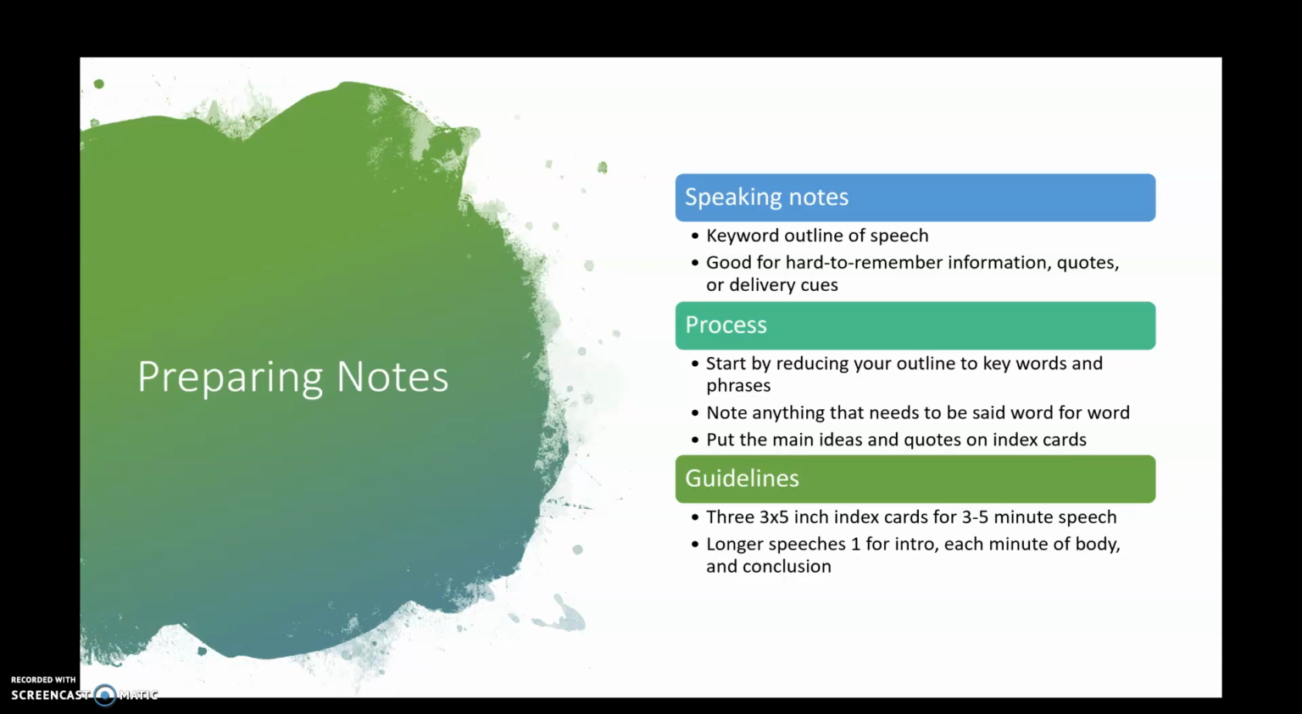So the process for creating speaking notes is to start by reducing your outline to keywords and phrases, note anything that needs to be said word for word, and put the main ideas and any quotes or anything that needs to be said word for word on index cards. Some guidelines, these are from the book: 3 3x5-inch index cards for a 3 to 5 minute speech. And in longer speeches, you'll want 1 card for the intro and conclusion and 1 for each minute or so of the body.